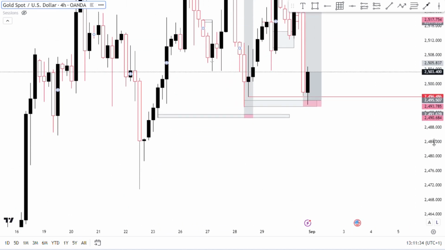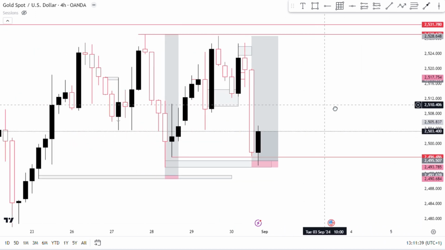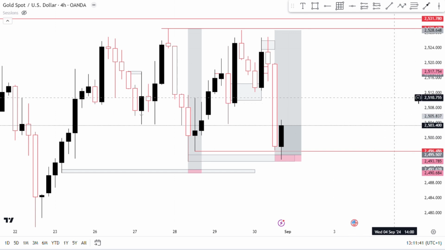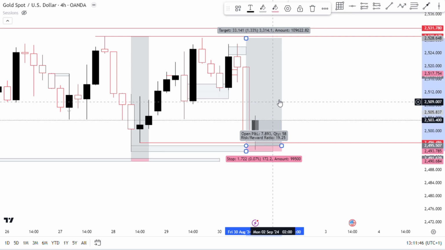In this video, I'm going to be doing a forecast where I'm expecting price to move to, probably next week, this upcoming week. So I'm already inside this particular trade right here. You can see this particular trade.